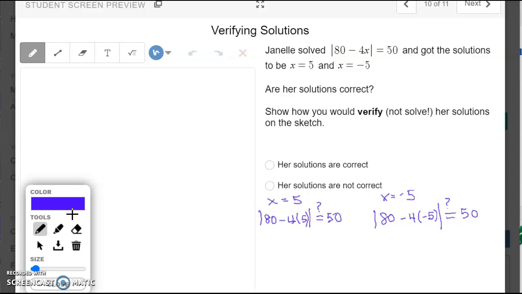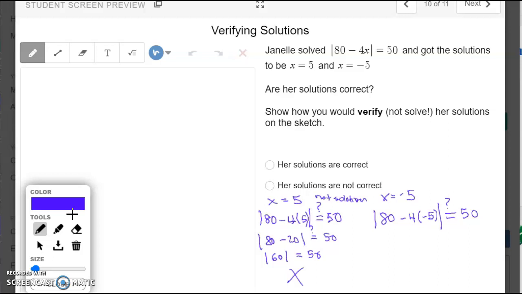Okay, how do we simplify? We always need to simplify inside first, and we do multiplication before addition. So multiplying negative 4 times 5 is negative 20. So 80 minus 20, is that equal to 50? 80 minus 20 is 60. Is absolute value of 60 the same as 50? No, it's not true. Okay, so x is equal to 5 is not a solution.